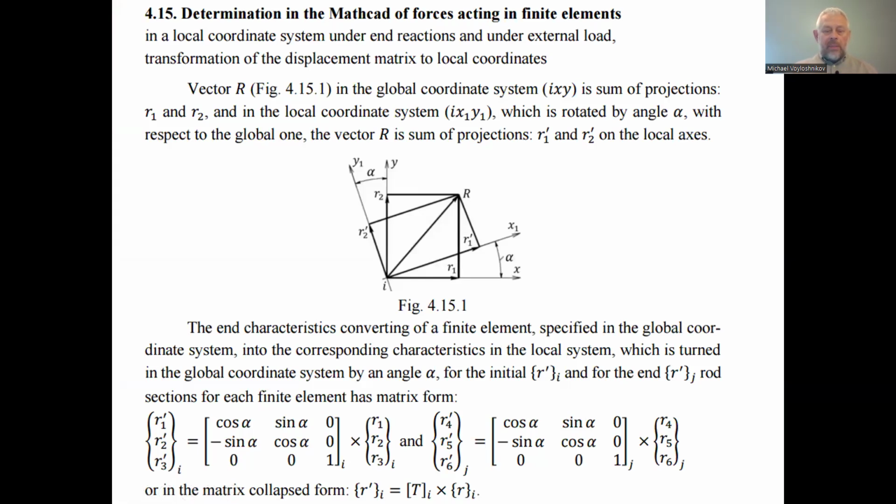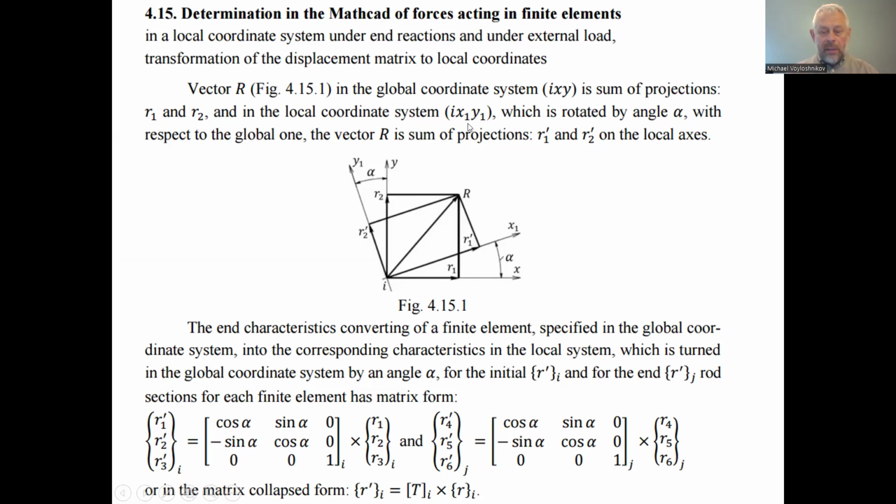Okay, first of all, a little bit about the transformation of the local coordinate system to the global coordinate system, and the global coordinate system to the local coordinate system. So any vector, it could be the vector of any force r, we can see here on figure 4.15.1, in the global coordinate system has the coordinates of the global coordinate system. We say ix from the point I, the reference point I, the abscissa axis x and y, and the vector r has the coordinates r1 and r2.